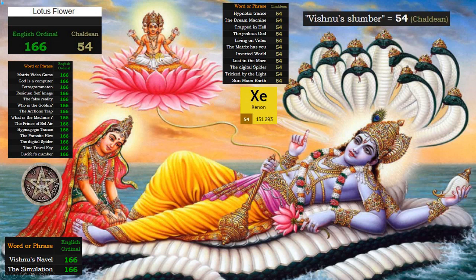In Chaldean, lotus flower is 54, matching Vishnu's slumber. And we have these other expressions with 54 in Chaldean: hypnotic trance, the dream machine. So this is really confirming that Vishnu's slumber is the dream machine. So when he falls asleep, the machine starts making dreams. And Vishnu is in a hypnotic state of trance, as well as we are.